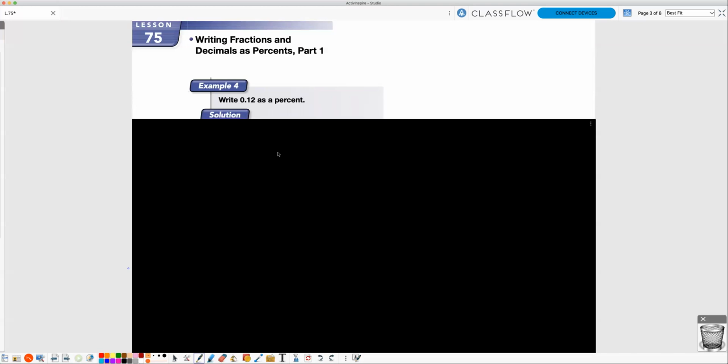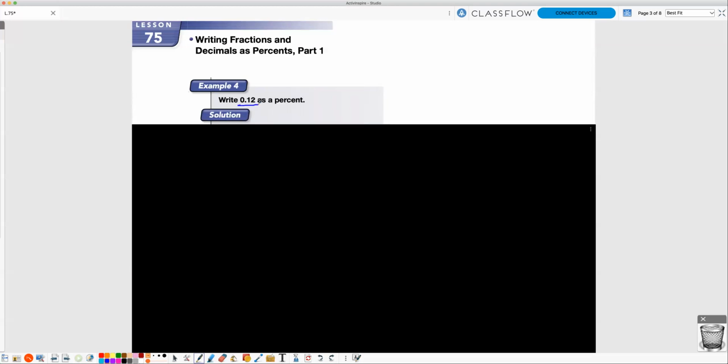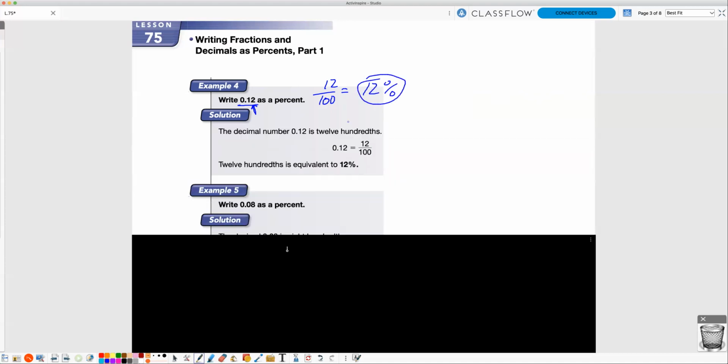Example 4, write 12 hundredths as a percent. Well, I just said the answer. You already know this is 12 hundredths because that 12 is in the hundredths place. If you know place value, you know that, and you now know what this is as a percent, 12%. Example 5, write 8 hundredths as a percent. Again, if you know how to read this, instead of 0.08, you know that the 8 is in the hundredths place. So this is going to be 8% because it's the same as 8 hundredths.